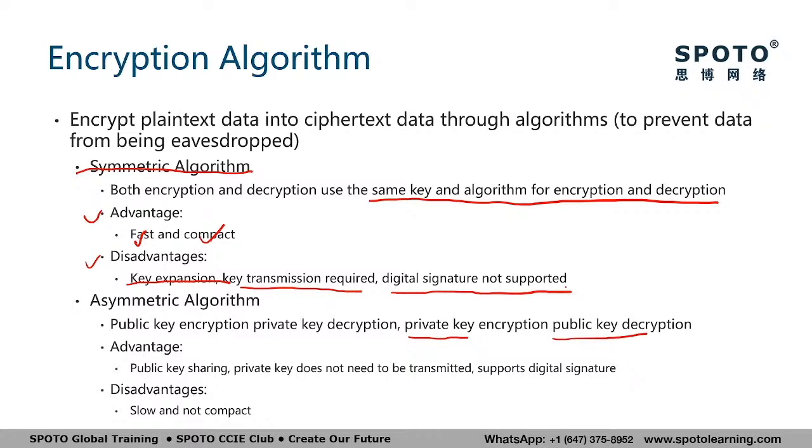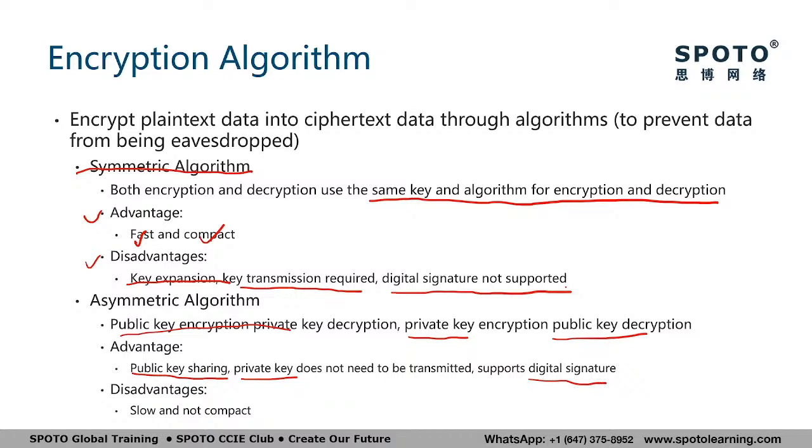Apparently, the advantage is it's a pair of keys, right? Public and private, it's a pair. That's why we can share the public key with the other side, and we keep the private key in our own pocket. So the private key does not need to be transmitted. And the asymmetric algorithm supports digital signature.